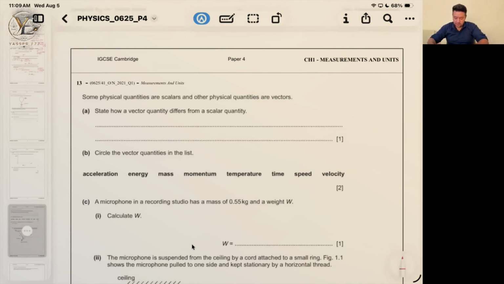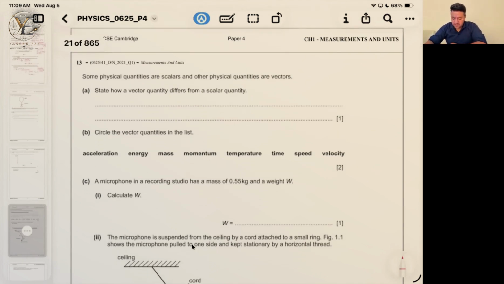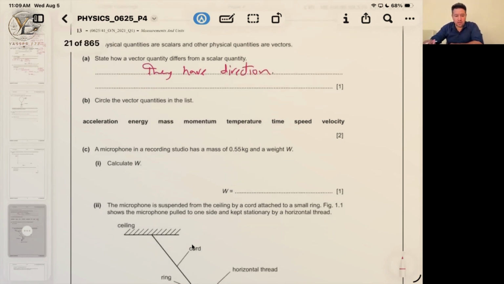Question number 13. Some physical quantities are scalar and other physical quantities are vector. Of course, we can classify physical quantities into scalar and vector. Scalar physical quantities have magnitude only, while vector physical quantities have magnitude and direction. State how a vector quantity differs from a scalar quantity. As we said, they have direction. So I'm going to write they have direction. This is how vectors are different from scalars.